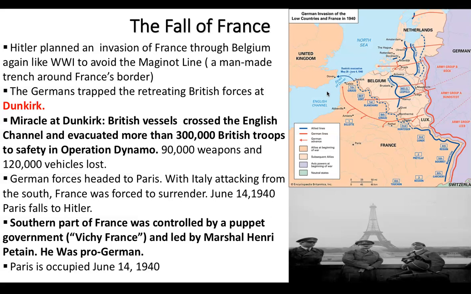But the French have become very wary of the Germans, so much so that if you look at the France map there in blue, they had built this thing called the Maginot Line, which is literally like a huge trench around France's border, and it's heavily fortified there towards the bottom portion of France, and it's supposed to stop the Germans from attacking.